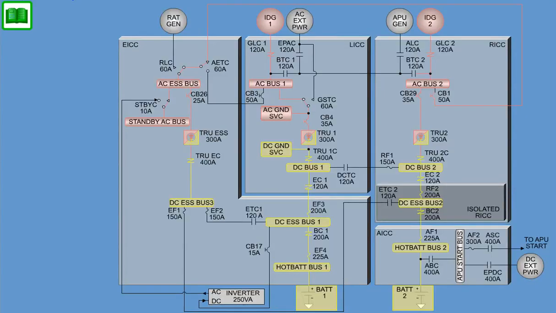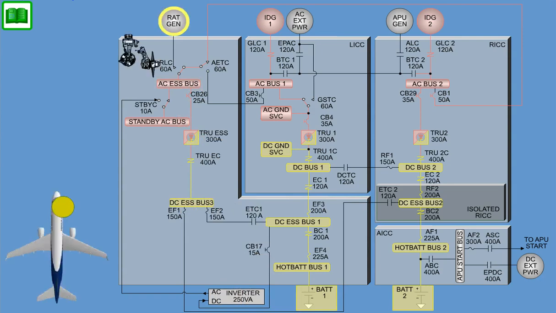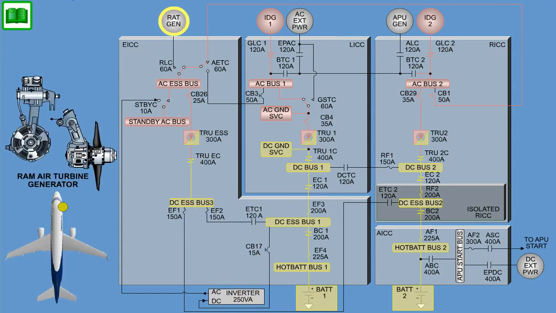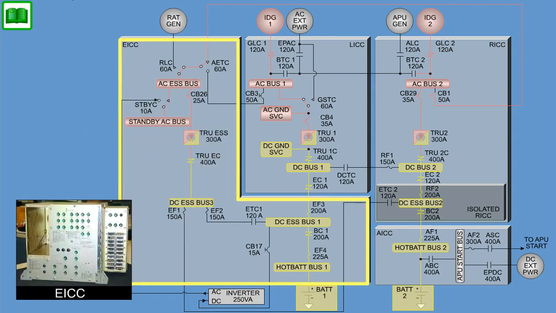The Emergency AC Generation System provides emergency electrical power for the airplane in the event of a loss of all other sources of AC electrical power. The AC Emergency System supplies the AC Essential Bus. It consists of the following main components: the ram air turbine, the integrated control center, and the associated generator control unit.